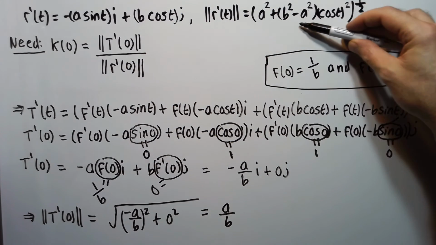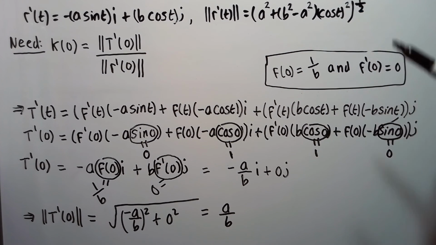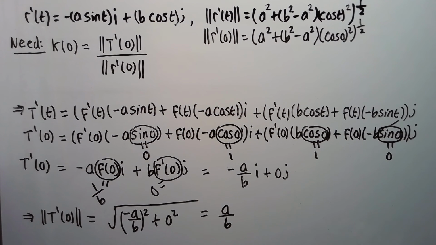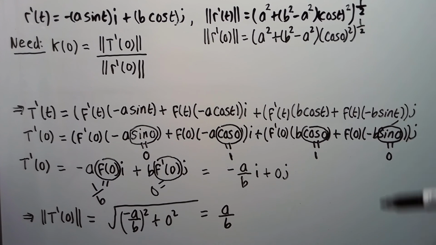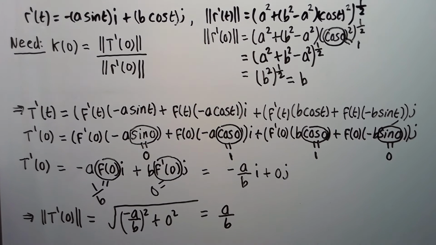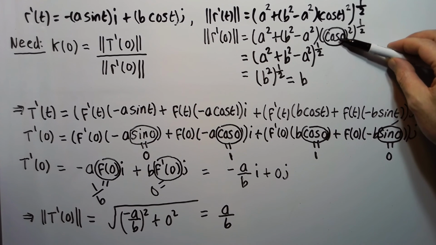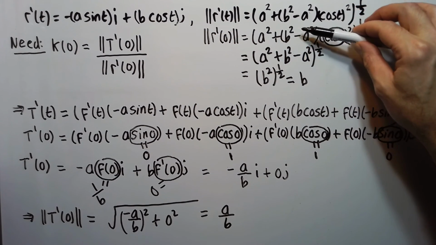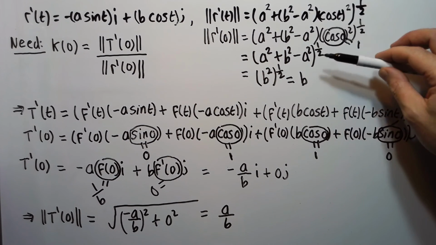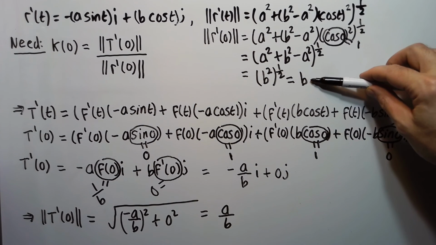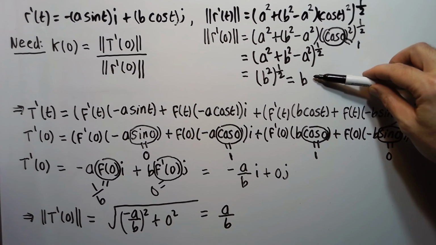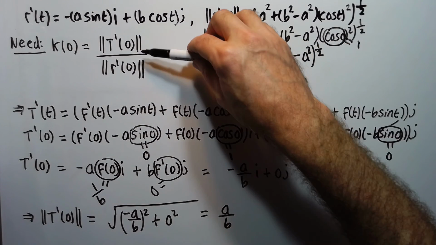The magnitude of r prime is right here, so let's evaluate this at 0 now. So plugging in 0, the cosine of 0 is 1. So putting 1 in place of cosine, it'll be a squared plus b squared minus a squared. The a squareds cancel, so it's going to be b squared raised to the minus 1/2, which is just b. Now we're ready to find the curvature because we have the top and the bottom part.